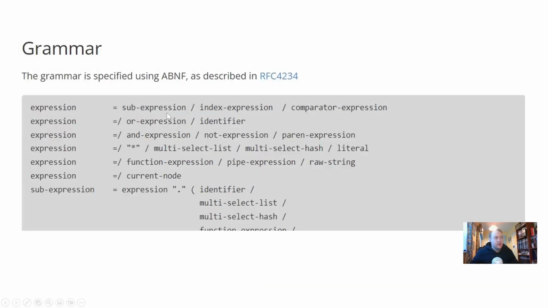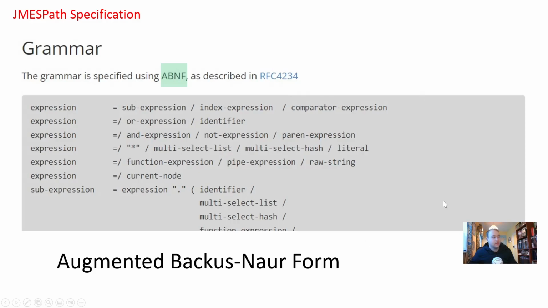So if we go to the JMESPath specification, you'll see this. They say grammar, where you might think of grammar as just lists of verbs, like in a language like Spanish that you might learn at school. Yeah, lists of verbs with the different conjugations, like I think, you think, they think. They kind of are rules there, but they really are rules here. And so they say the grammar is specified using augmented BNF as described in this request for comments RFC 4234. So ABNF, augmented Backus Naur form.